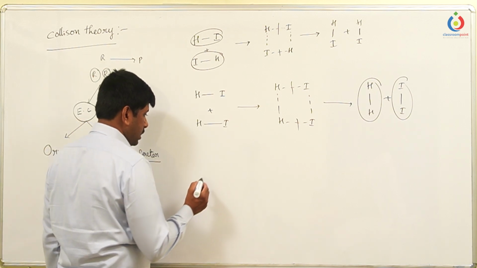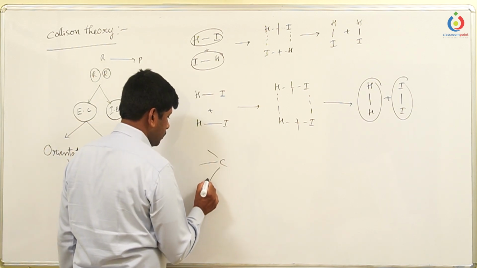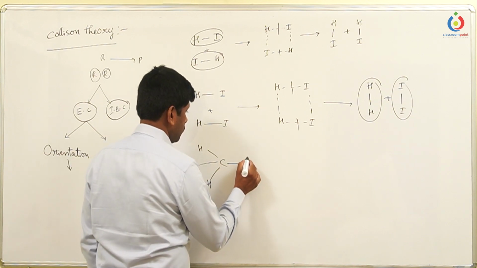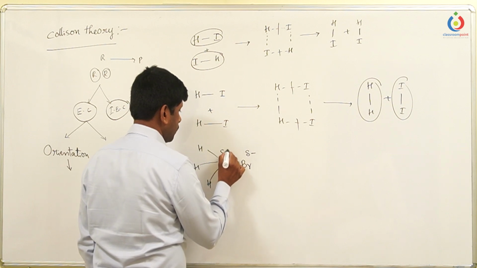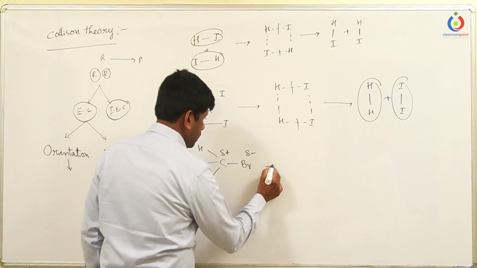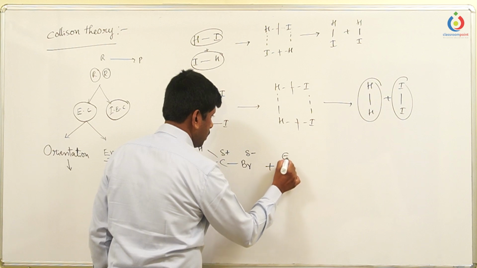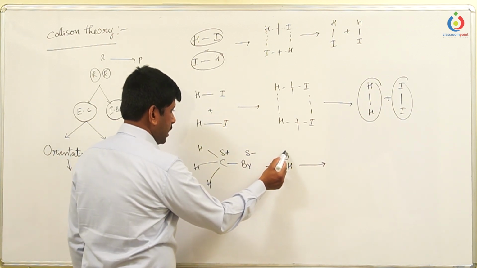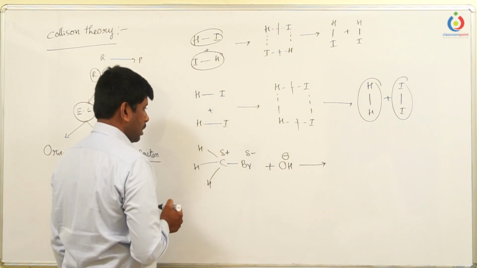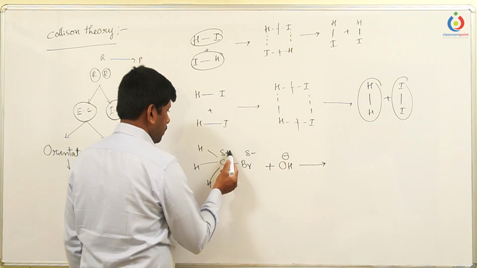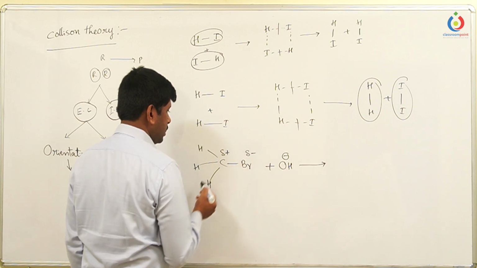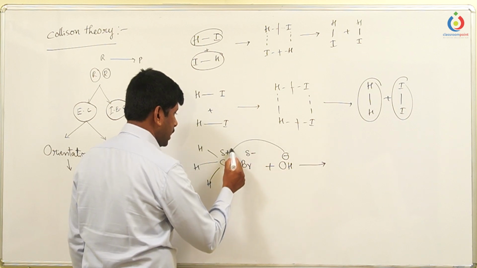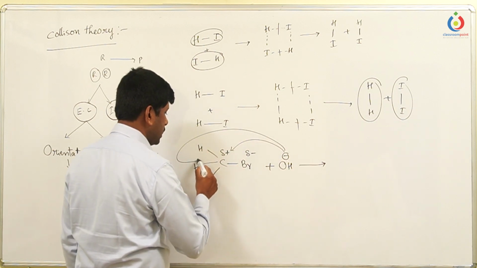We can take one more reaction also. Methyl bromide, when subjected to aqueous alkali: this OH minus has two chances to approach this partially positive charged carbon. It may come from this direction or it may come from this direction.